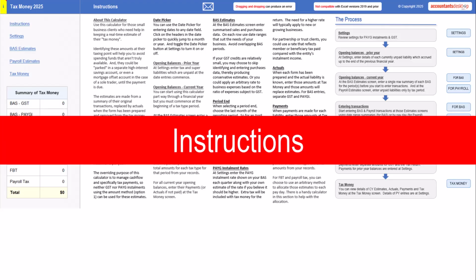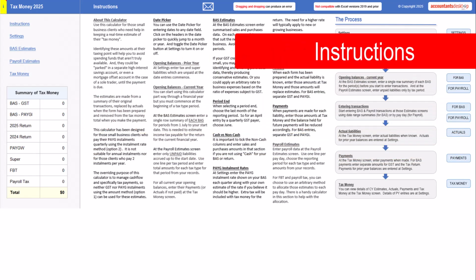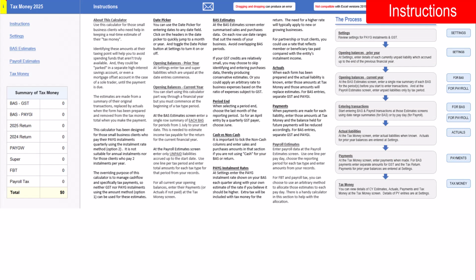This is the instructions screen from our calculator with an explanation of how it all works and a guide to the process. Navigation around the worksheet is via the links at the left-hand side fixed pane. There's also a summary of tax money below that.